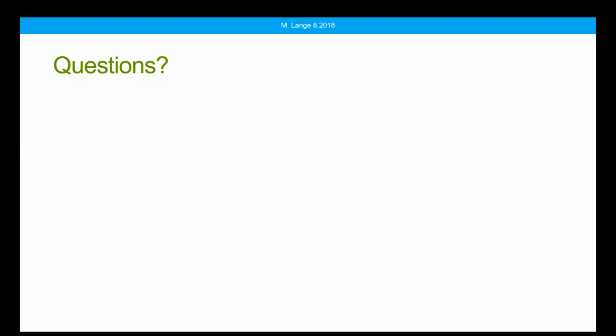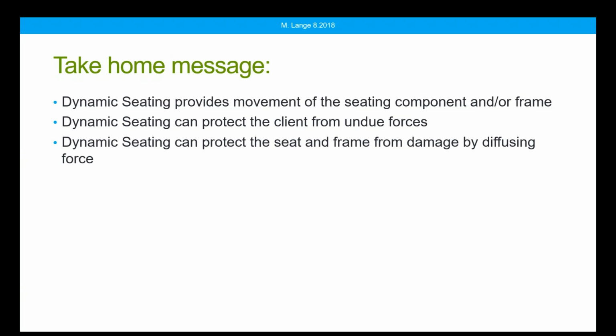While people are typing those in, I want to reinforce what we covered here today. Remember, dynamic seating provides movement of the seating component and/or the frame, and that can protect the client from undue forces. Dynamic seating can absorb those forces, diffuse those forces, and that can protect the seat and frame from damage. It also protects the client themselves.